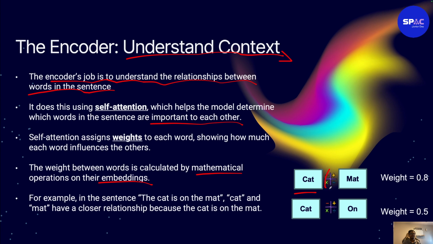So the calculation is very complex math, so we don't need to worry about that, but it will do some operation and it will tell you, oh, the weight between cat and math is 0.8, so that means cat and math are related to each other. Then this one, cat and on, maybe the weight is this, so that means cat and math are related more than cat and on, something like that. Okay, so that's how the encoder works.